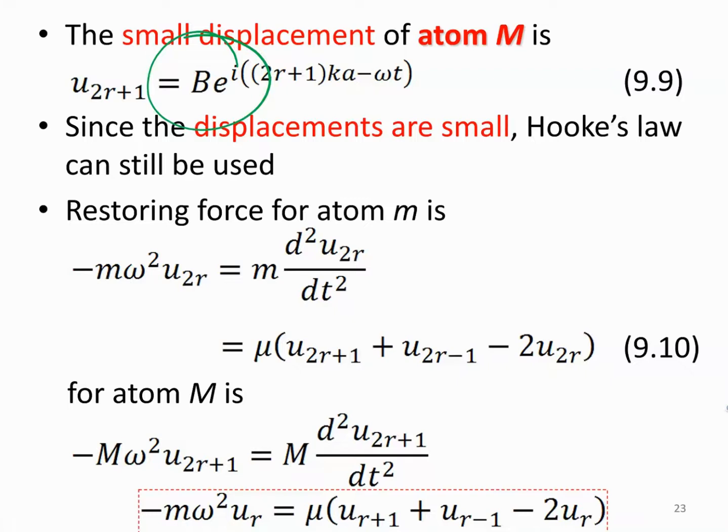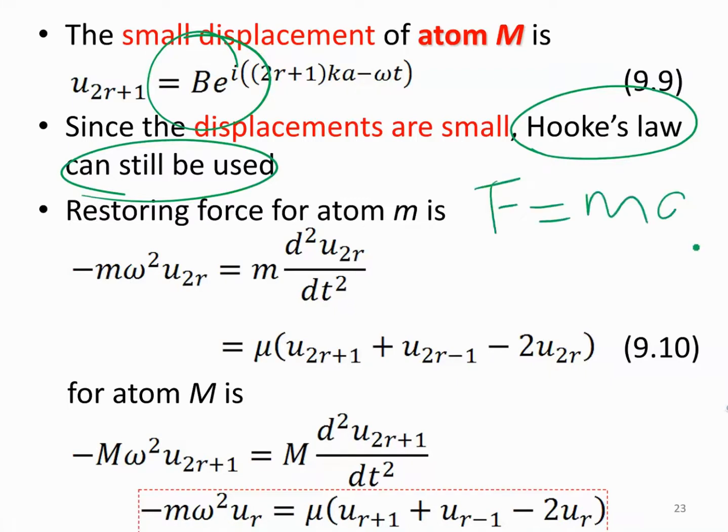Okay, since the displacements for both types of atoms are small, then same thing, we apply Hooke's law to the equation. Similarly, we have F equal to ma. It is similar to the monoatomic. If you don't understand, you can review the monoatomic model.